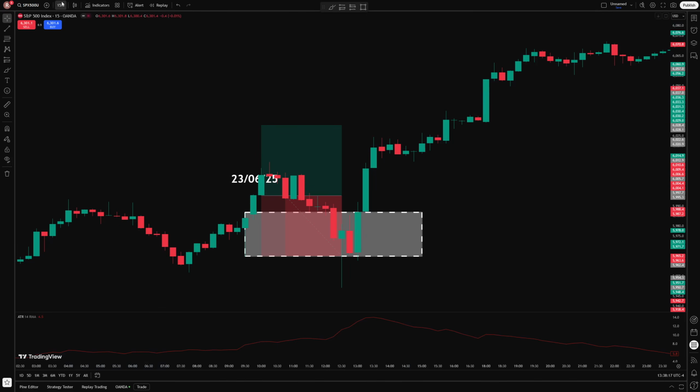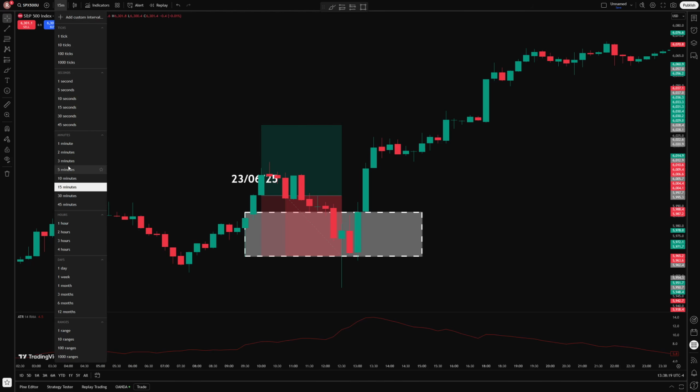Another idea that I want to test out is to compare the different opening range timeframes to see how they compare to the 15-minute that I use.